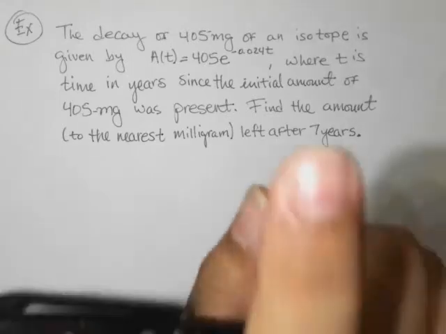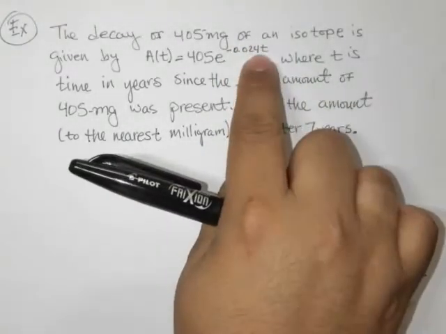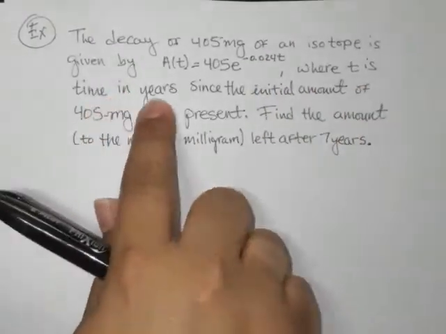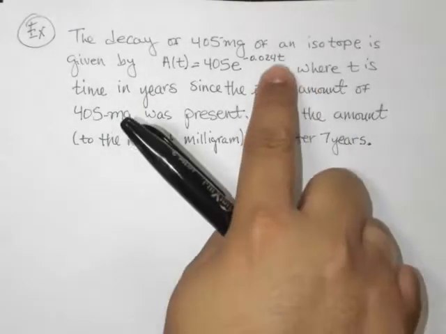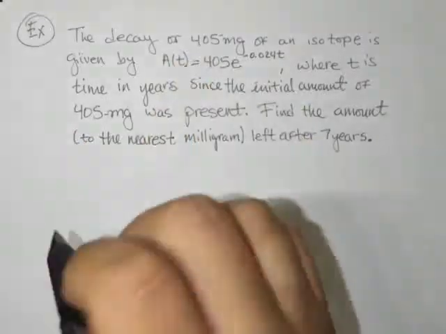Okay, so now let's think about this. If we plug in 7, because they say time t is in years and they give us 7 years, well, we have our answer. And that's actually exactly what happens.